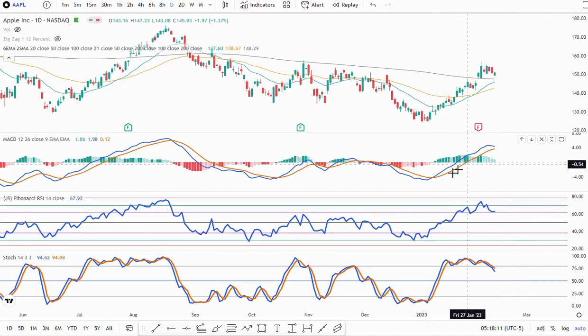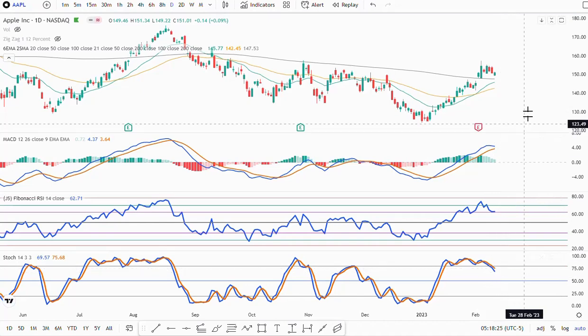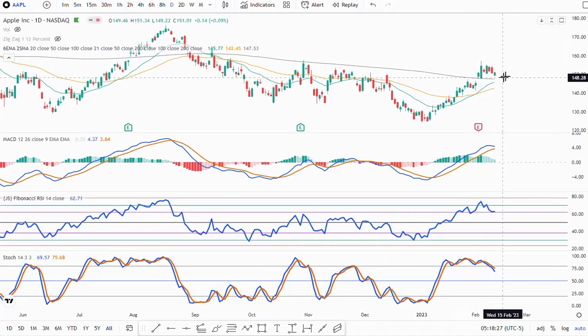If you look at MACD, it has now crossed above the zero line. So this is positive on a daily basis. RSI was in overbought area, so this pullback has released some of that overbought condition. So based on what I see, with price action, the moving averages, the momentum, it looks like everything is more positive than negative.